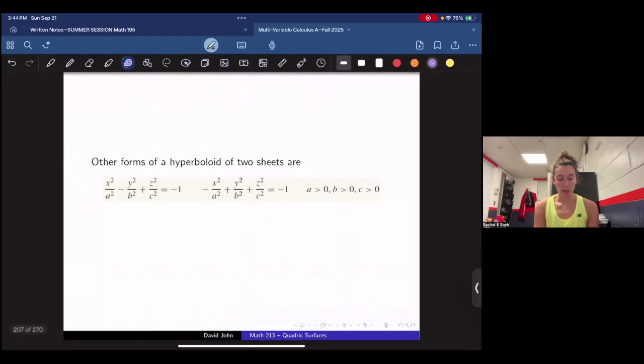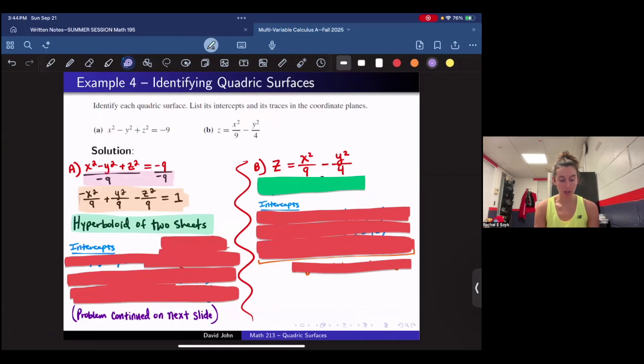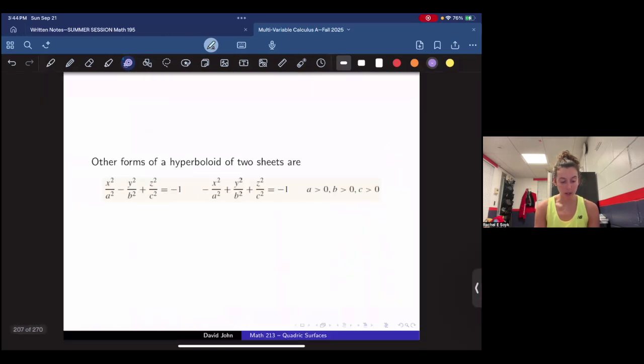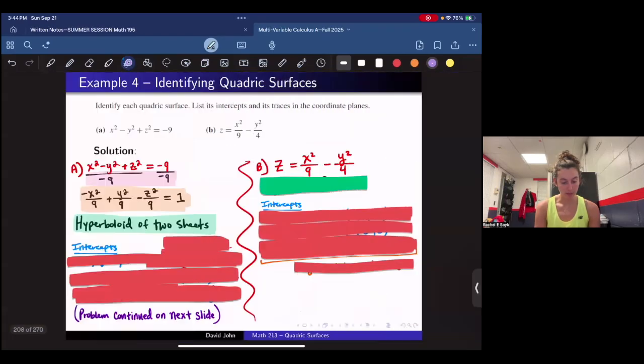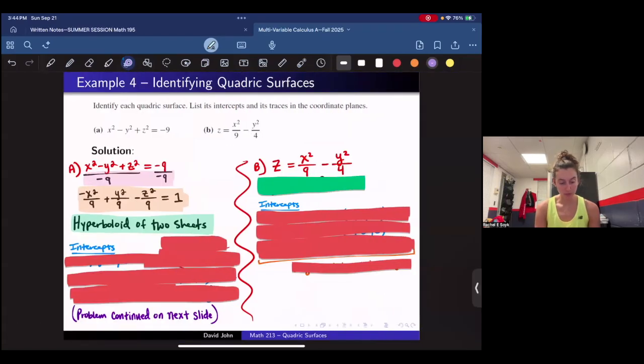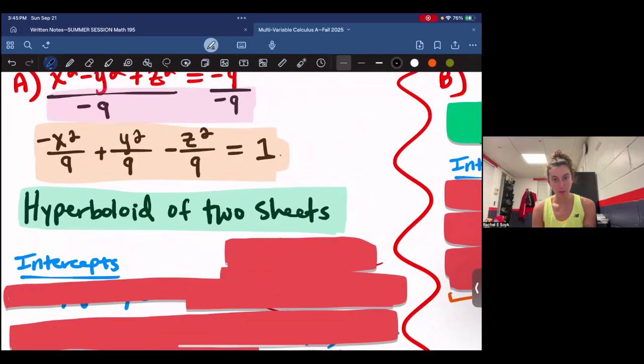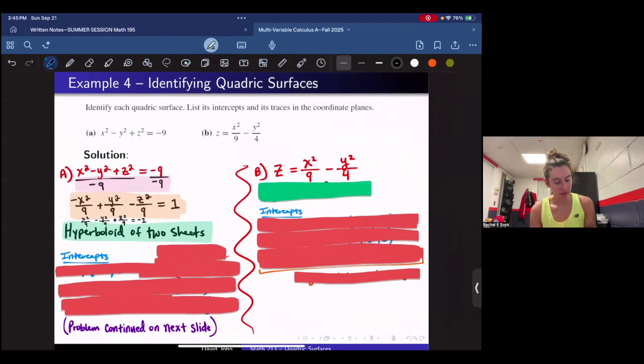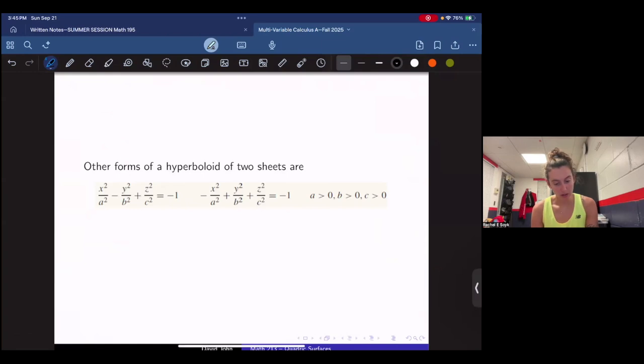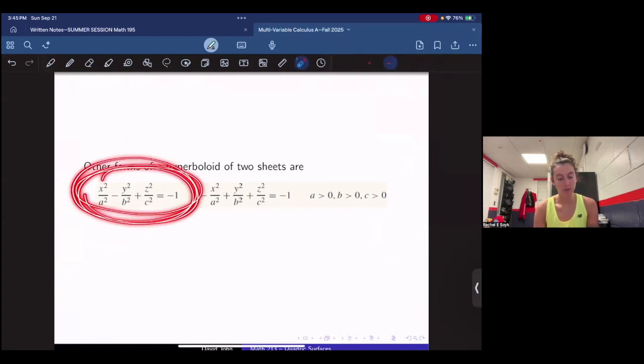And just so you guys can see, both the x and z's are negative, and well, we should really put in a third step here. Make that right-hand side equal to -1. So we're really looking at positive x squared over 9 minus y squared over 9 plus z squared over 9 is equal to -1. And so that would be this form right here. Okay.